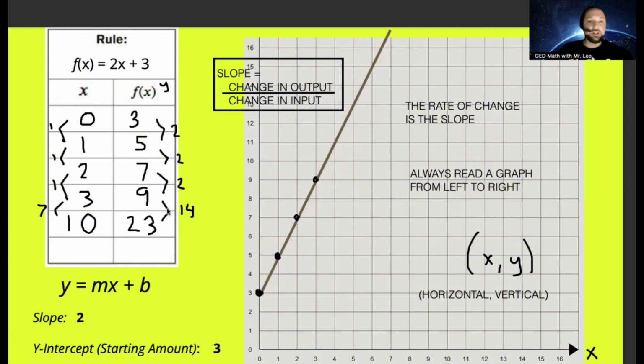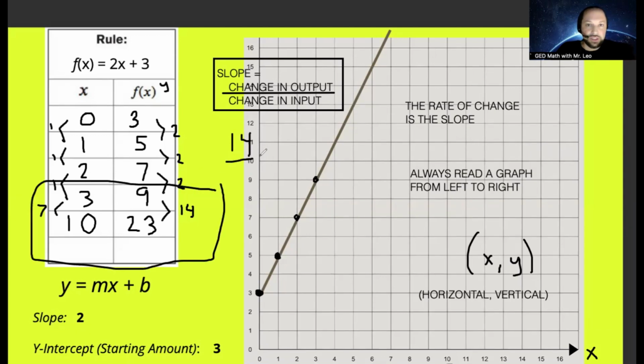It works. So here, I would say the output has gone up 14. I'm looking at just these last 2 data points here. The output has gone up 14, and the input has gone up 7. Therefore, I have 14 over 7. Now, this is a ratio. You treat it like a division. Top divided by bottom. 14 divided by 7 is 2. That is the slope of 2.